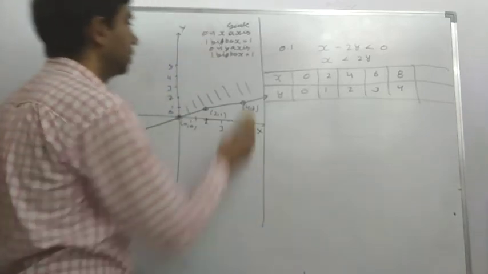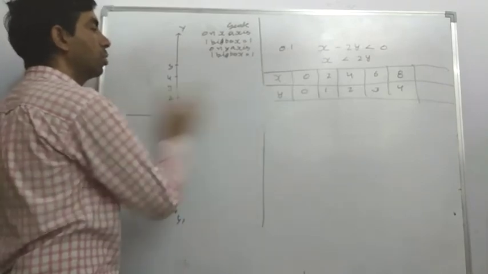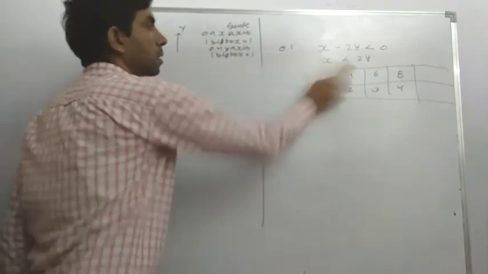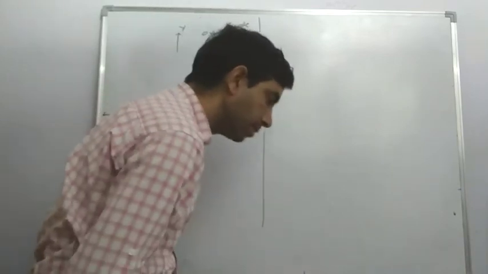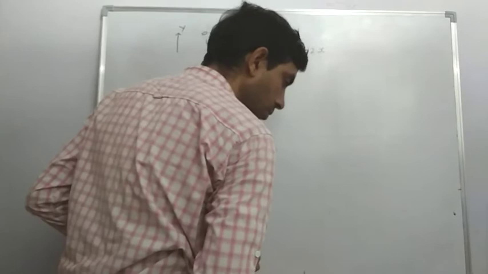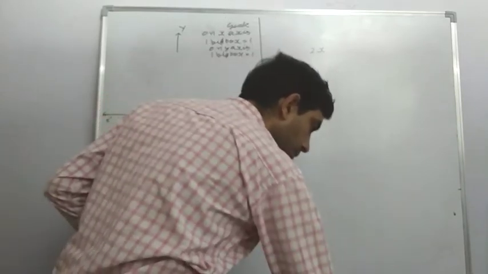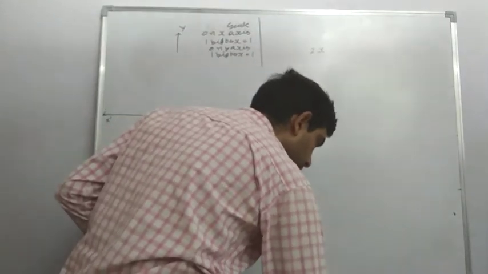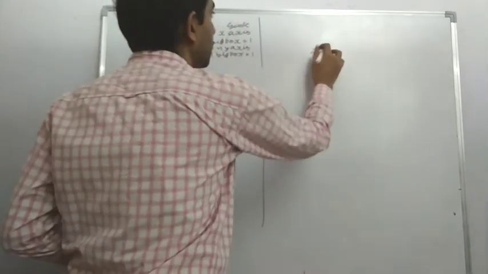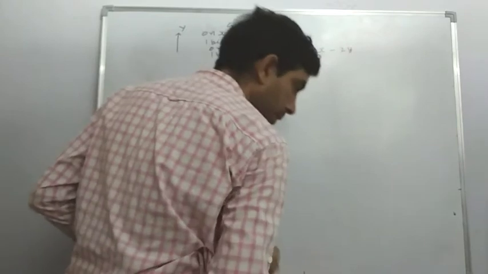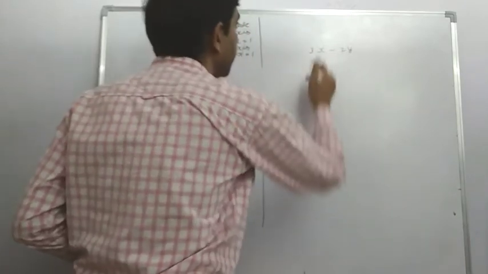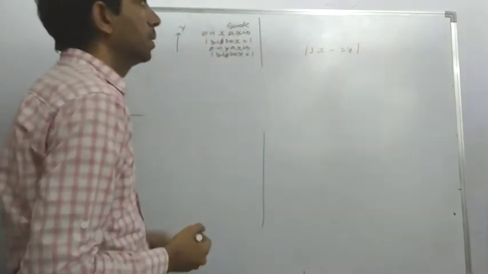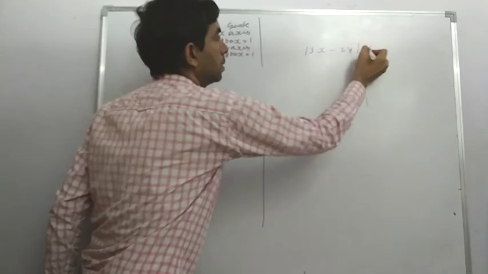And our last question is, if we have two equations, two solutions, sorry, 3x minus 2y, mod, less than or equal to 5.